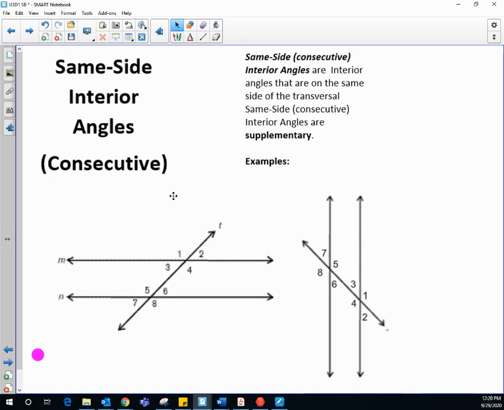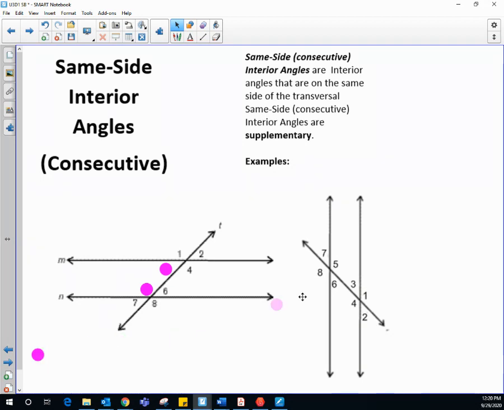Same side interior angles are supplementary, and I kind of remember that with all the S's. Same side supplementary. So we know it's an interior angle, so let's pick an interior angle. Let's say if I start at 3, I need something that's on the same side of the transversal, still in the interior. So those would be same side interior angles, or what they call consecutive interior angles.